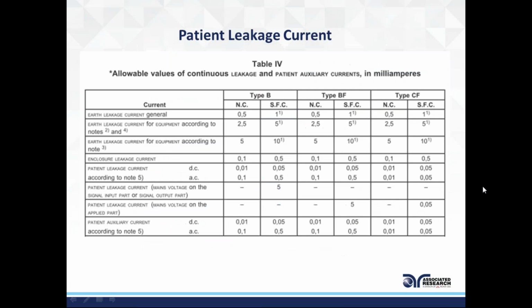Moving on, taking a look at another table here. Now we have a similar chart. This is for earth leakage, patient leakage current, and it mentions the different types of conditions that you may have: normal condition, single fault condition, and it also lists earth leakage for any equipment that's connected to earth, something that could be floating, and the different ranges that it requires you to have.